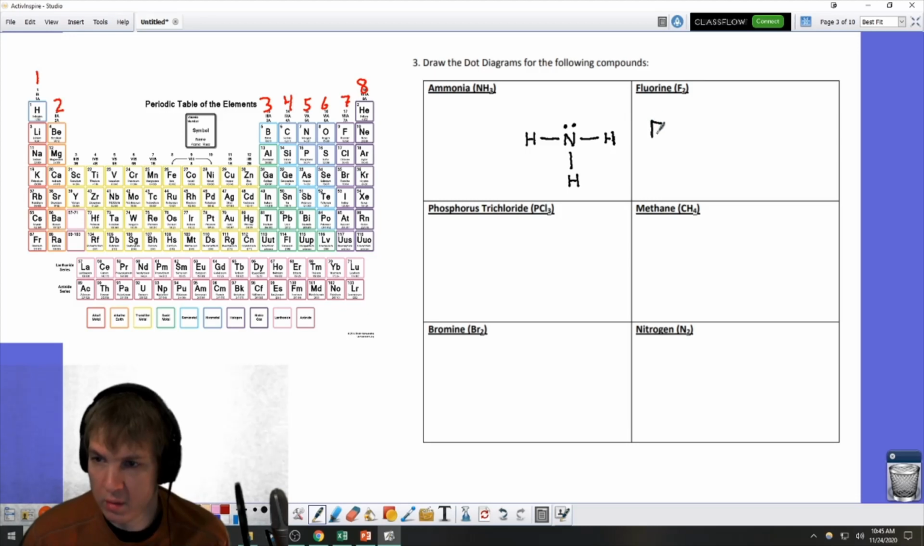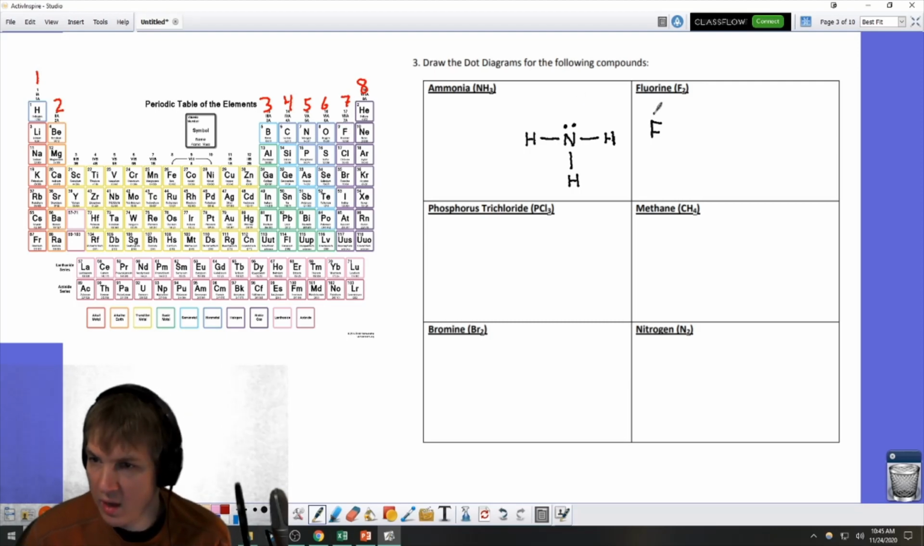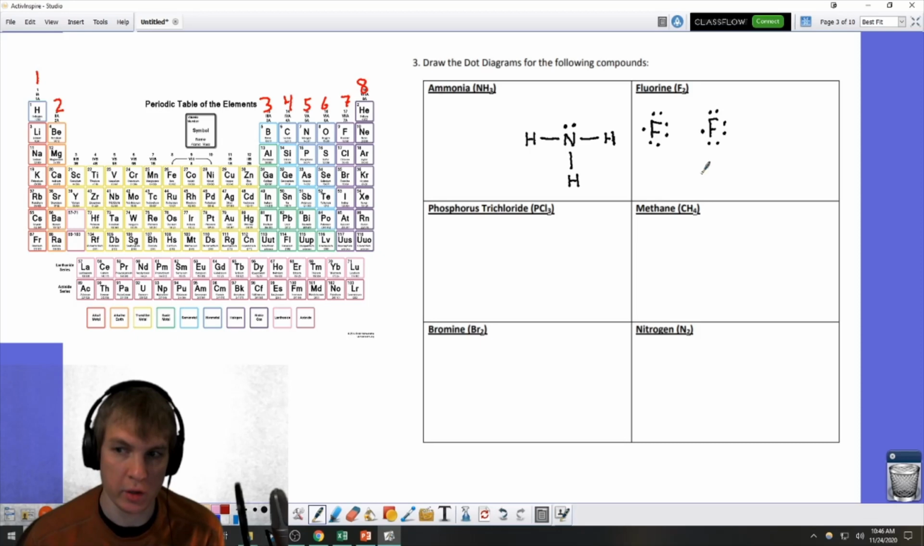So fluorine, we're going to write out the symbol, and then it has 7 valence electrons because it's in column number 7. And then it has 1, 2, 3, 4, 5, 6, 7. And then that's 1 fluorine. And then we have 2 fluorines. 1, 2, 3, 4, 5, 6, 7. So now what we want to do is start connecting the dots until they both have 8. Well, it's not going to take much because they both have 7 and they both want to have 8. So if they just share 1 with each other, they should be good, right?